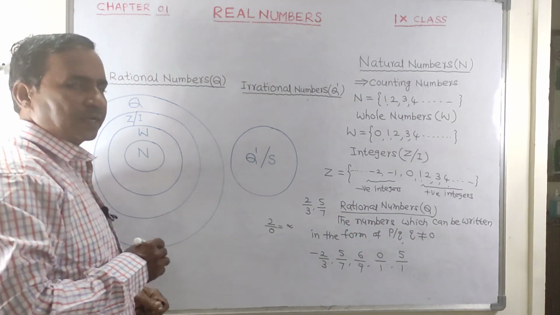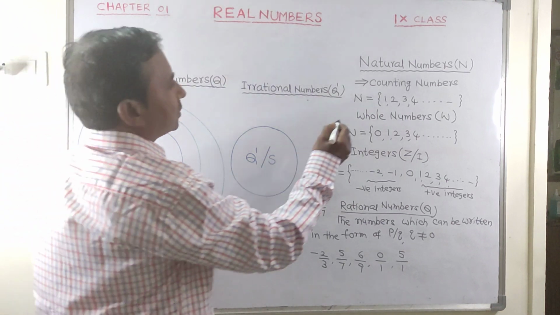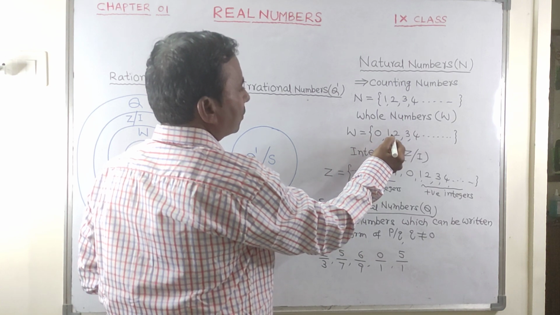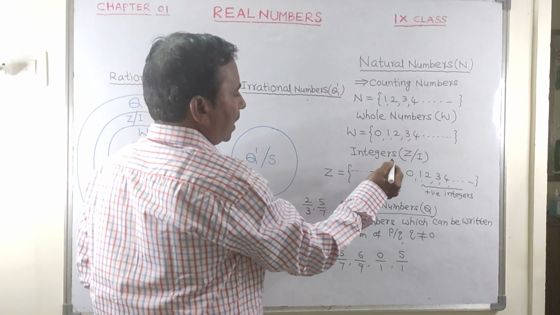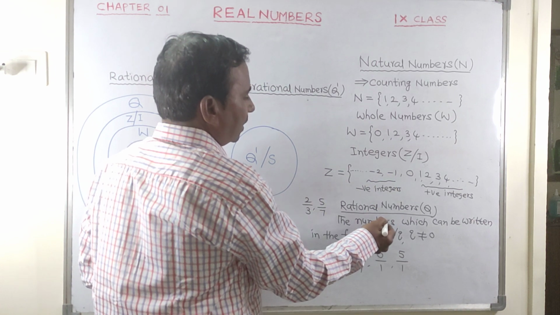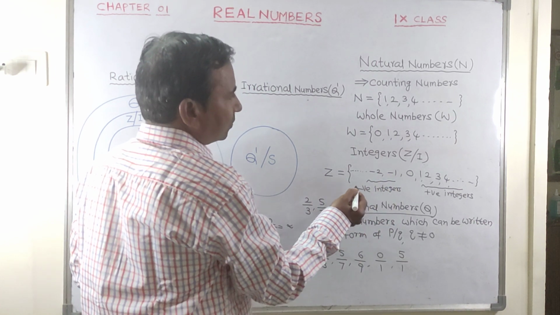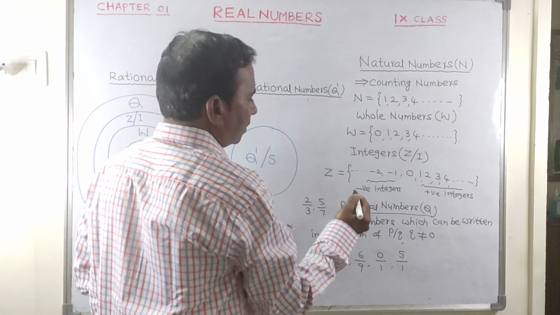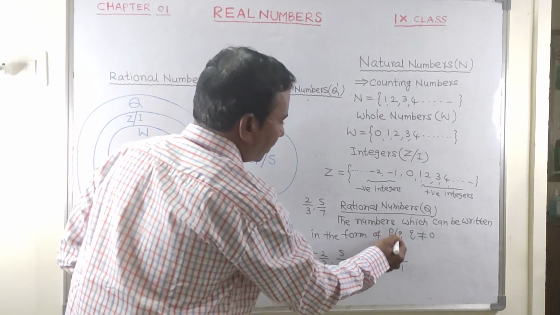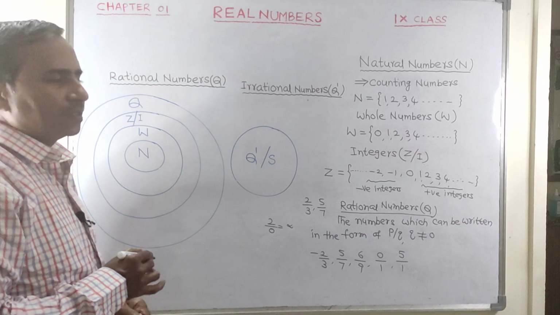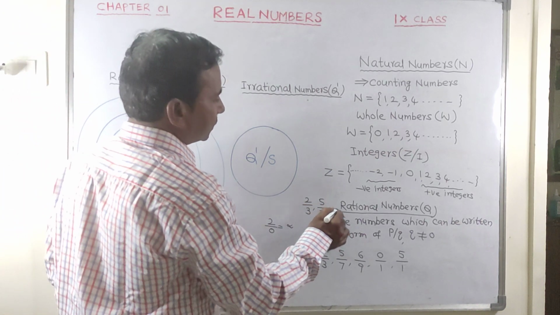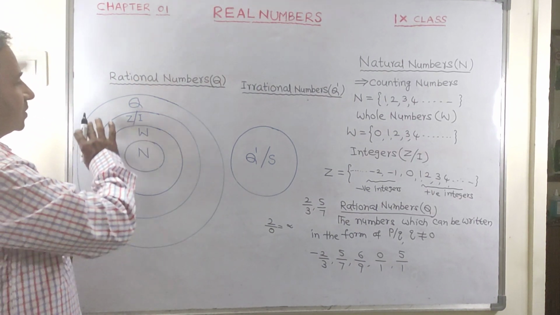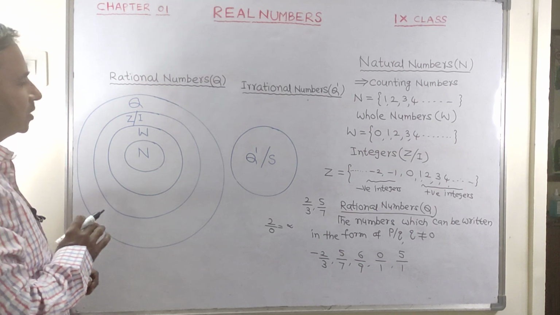See children, you are seeing that all natural numbers are there in the set of whole numbers, all whole numbers are there in the set of integers, and all integers are there in the set of rational numbers. If you observe clearly, natural numbers, whole numbers, integers, all we can write in the form of P by Q. All can be represented in the form of P by Q. So these are about rational numbers. So the first left hand side set is the group of rational numbers.